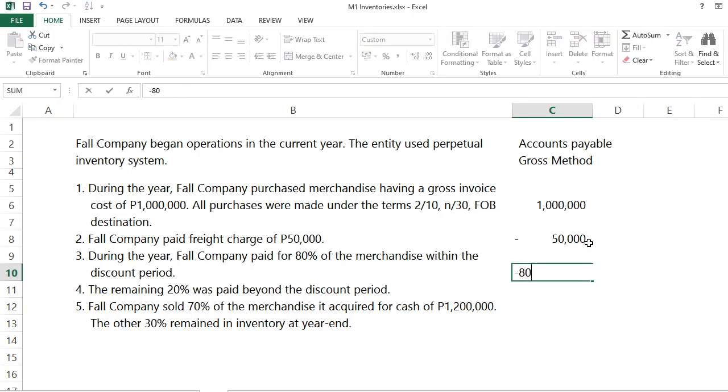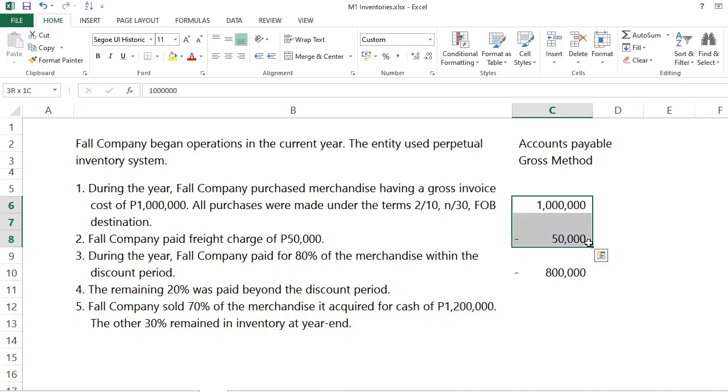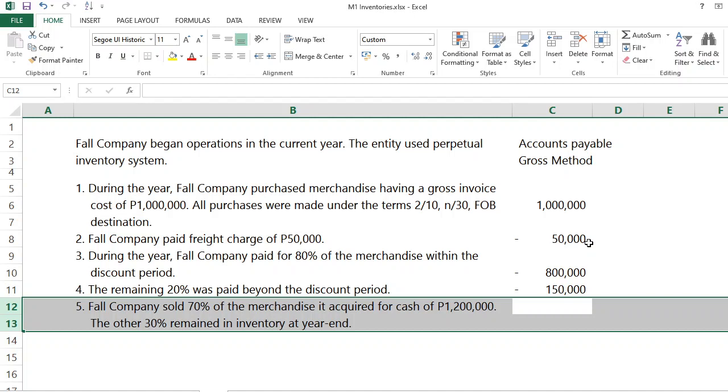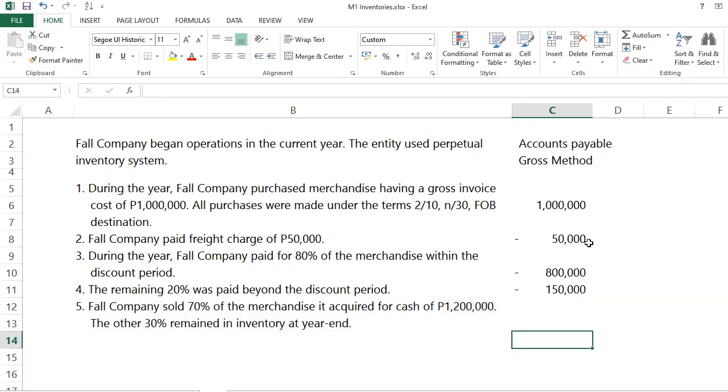So that's minus. And then the remaining 20% was paid beyond the discount period. So babayaran mo daw ang 20% remaining, pero pila na lang ba ang nabilin sa imuhang accounts payable? Di ba 150 na lang man, because 1 million minus 50,000, that's 950. Minus 800, 150 na lang. So the remaining 150, binayaran mo na. And then binenta mo na yung merchandise mo, so accounts payable has nothing to do with it, sales and accounts receivable na. Therefore, your accounts payable, the end of the line is zero.